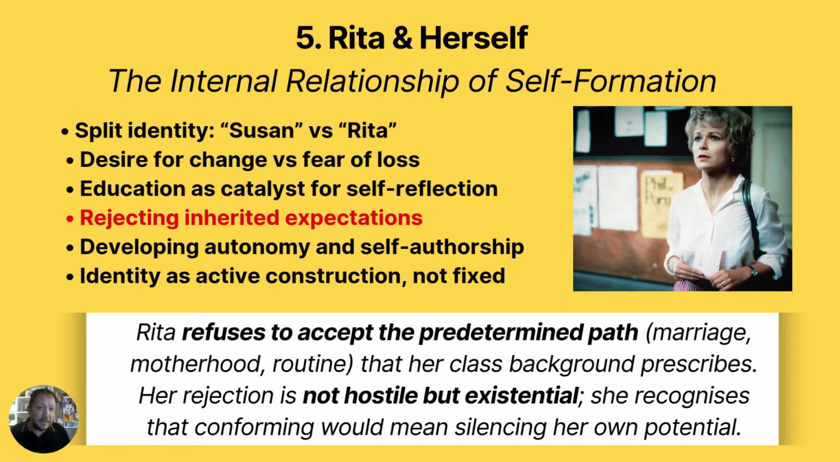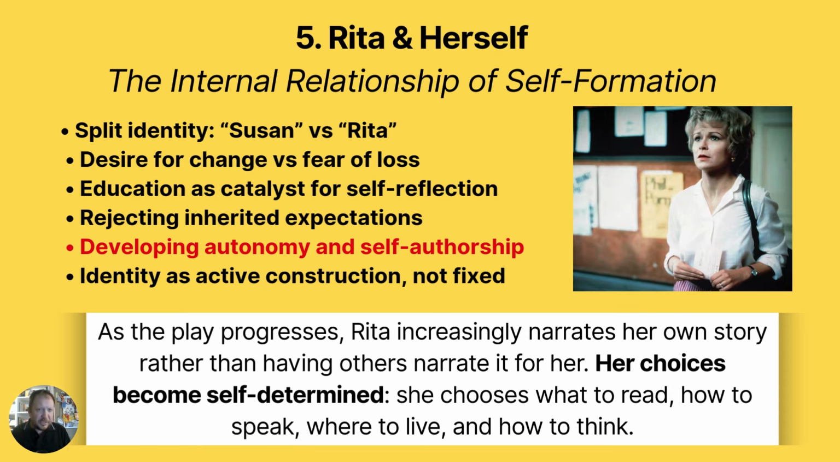She rejects inherited expectation. She refuses to accept the predetermined path, marriage, motherhood, routine, that her class background prescribes. Her rejection is not hostile, but existential. She recognizes that conforming would mean silencing her own potential. She develops autonomy and self-authorship. As the play progresses, Rita narrates her own story rather than having others narrate it for her. Her choices become self-determined. She chooses what to read, how to speak, where to live, and how to think.